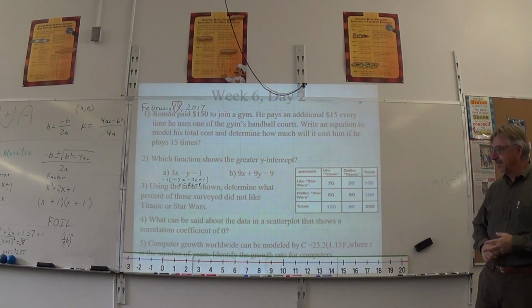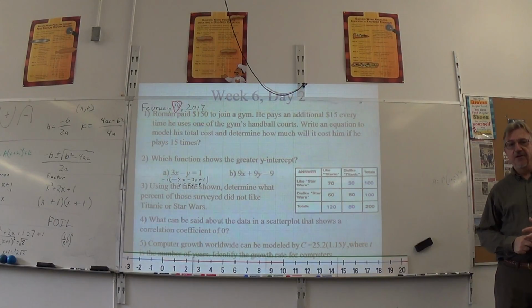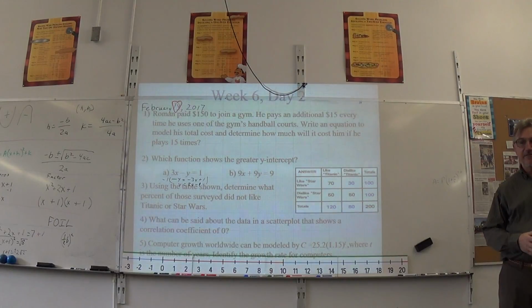Number 4, what can be said about the data in a scatter plot that shows a correlation coefficient of 0? Zoe. Has no correlation. It's just a bunch of dots all over the graph.